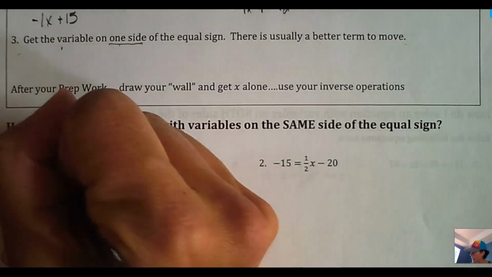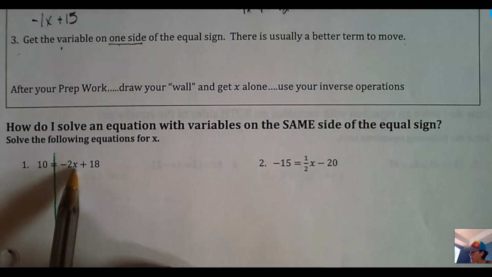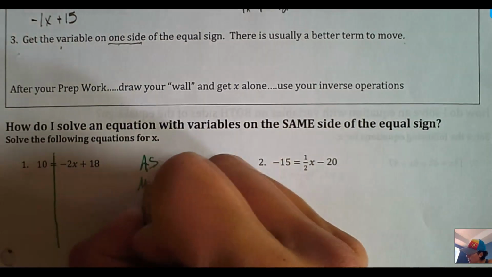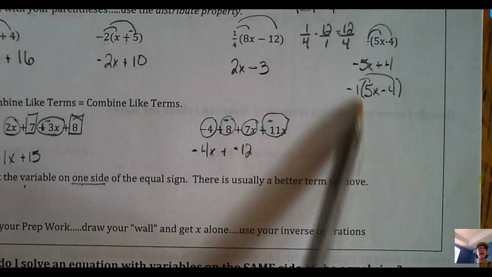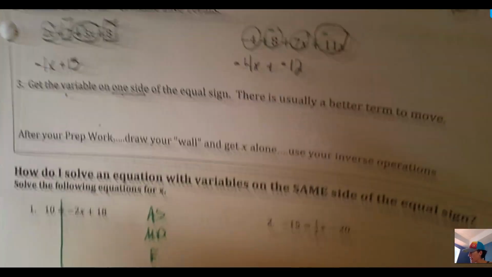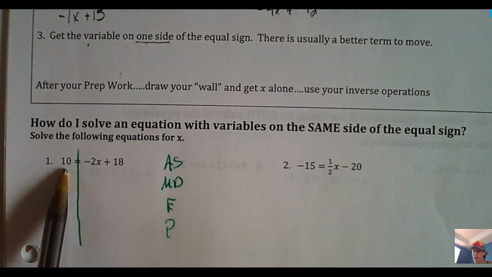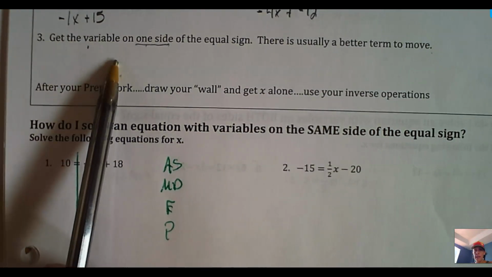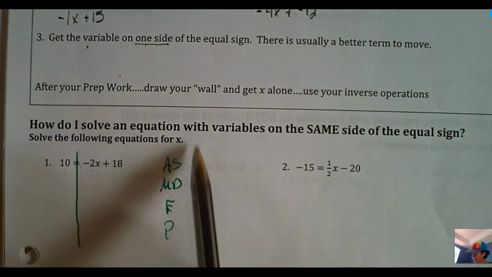So what I always like to do that I talked about in my last video is draw my wall, and my goal is to get x by itself. So again, when we solve, we work backwards in our order of operations, okay? But that's after we've done our prep work. So here, there is no prep work to do. I don't see any parentheses. I can't combine these like terms. There's nothing to combine with 10. And getting the variable on one side of the equal sign, that is already the case. So when you get through your prep work, it's just order of operations backwards.